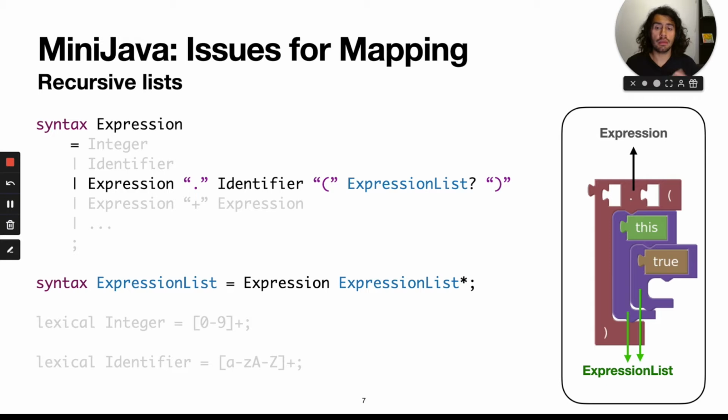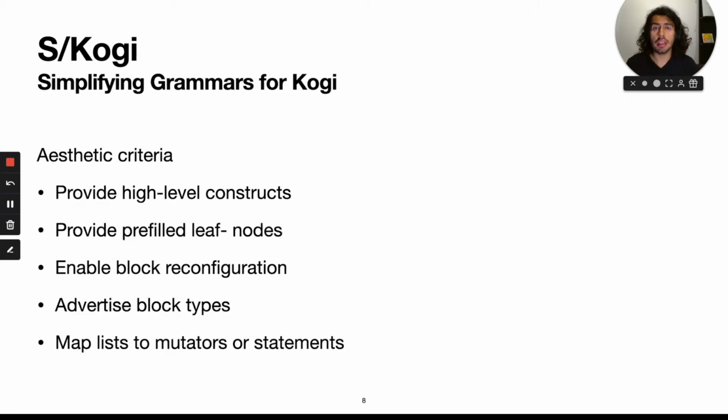Based on the issues that we found, we developed Kogi 2. Kogi 2 is an extension of Kogi in which we want to simplify grammars. The main reason for simplifying grammars is that we want to generate better block-based editors from grammars. We want to reuse existing grammars. To achieve this goal, we have defined aesthetic criteria. These criteria have been defined by studying different block-based environments like Scratch, MIT App Inventor, and so on.